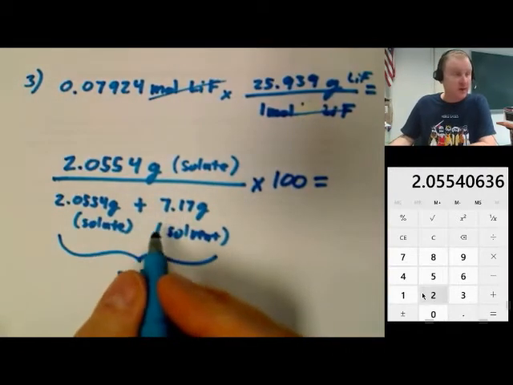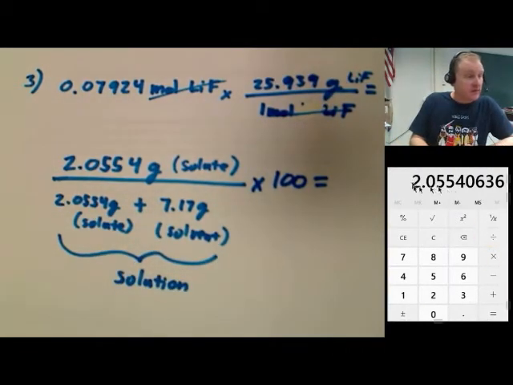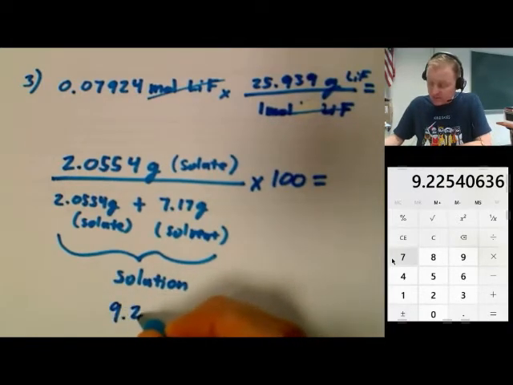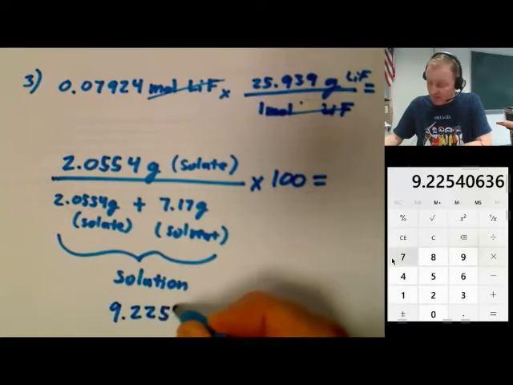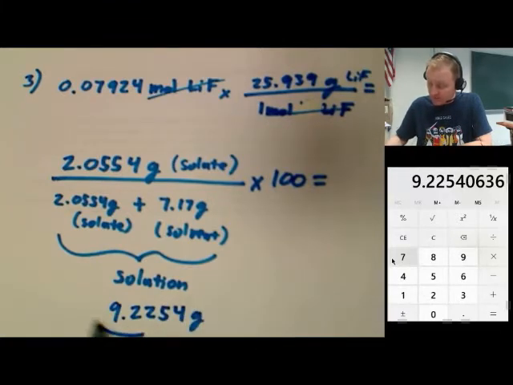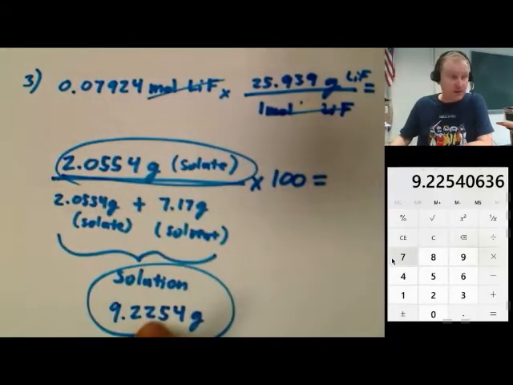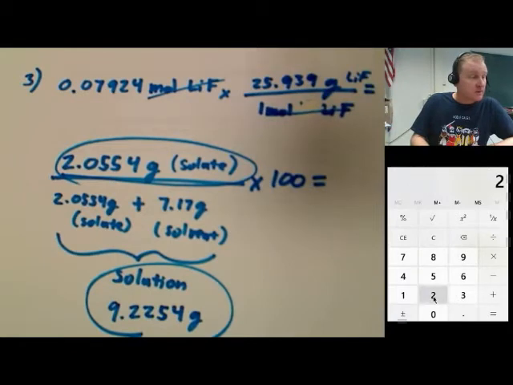So let's do the denominator first. I already have the 2.0554 entered in my calculator, and I'm going to add to that. From the question, it told us that we have 7.17 grams of solvent. So we're going to add 7.17 grams of solvent to that. So our solution is 9.2254 grams. That's our solution. So we're going to take these two numbers and divide.